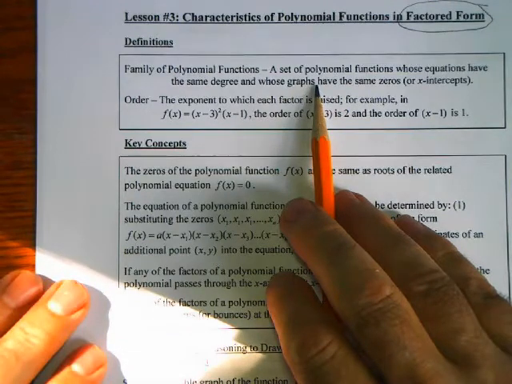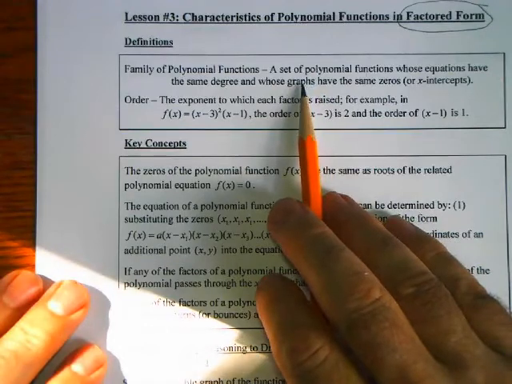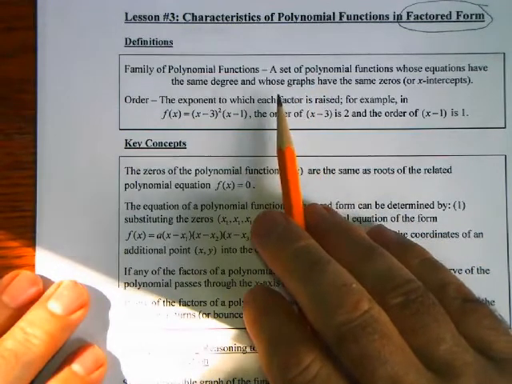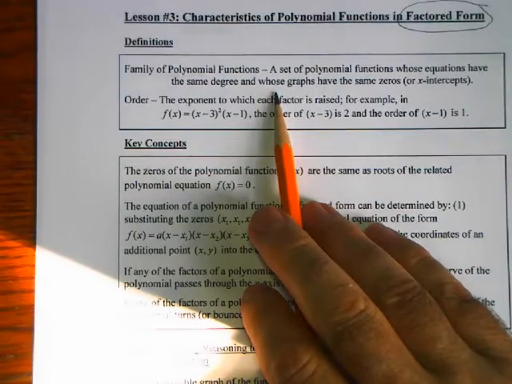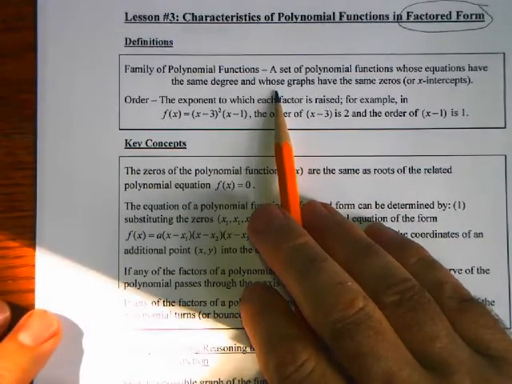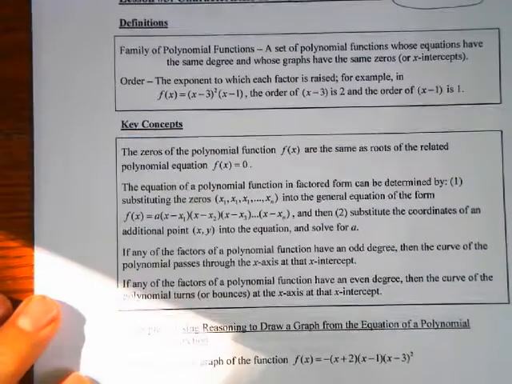So if you had the exact same factors or x-intercepts and the same degree, you can see the similarities between the family members. Okay, it's just things are stretched or compressed a bit more. We can look at that a bit later.